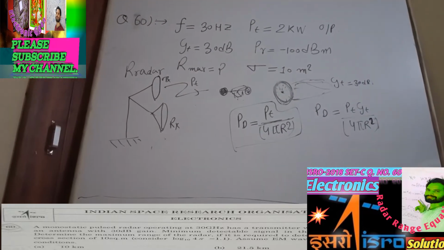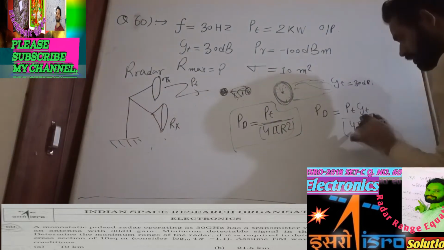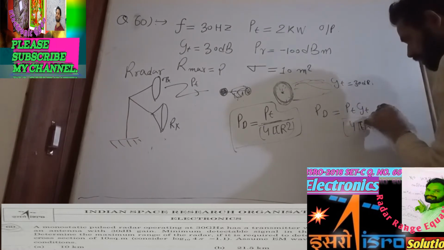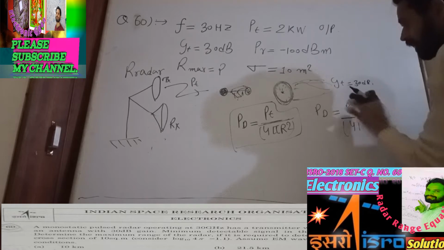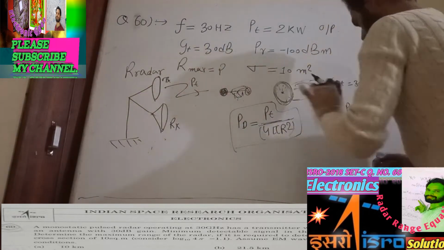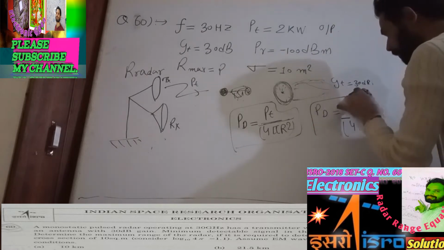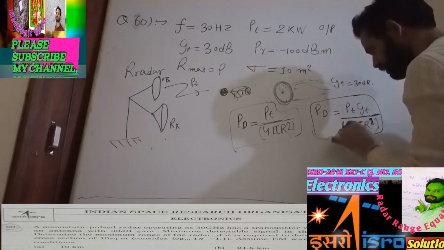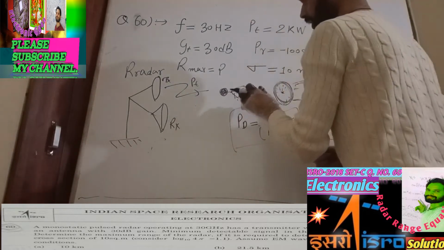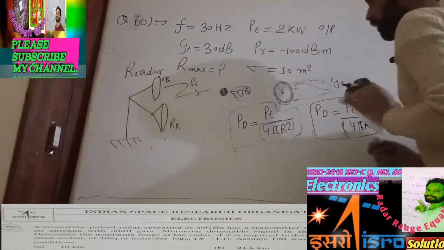This is PT GT divided by 4 pi r square. What is GT? GT is the transmitting gain of the transmitter, the transmitting gain of an antenna. So this is my power density, radiated toward this target.